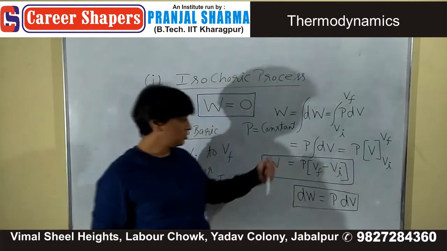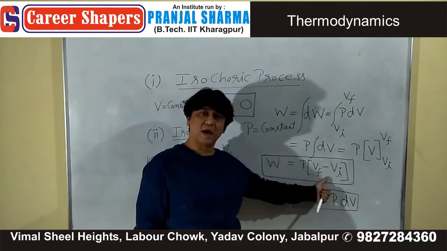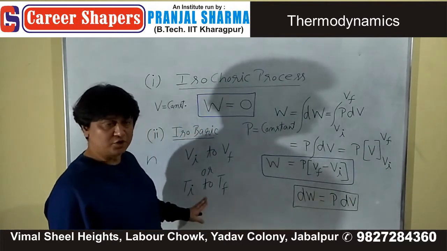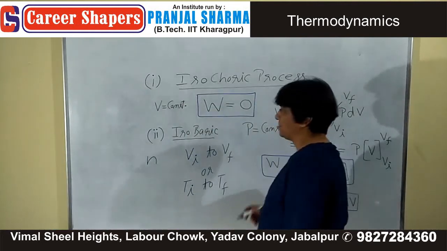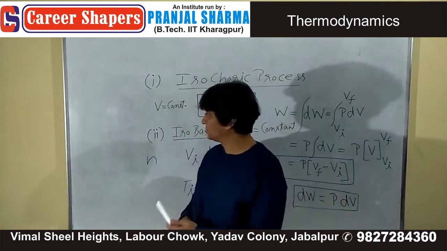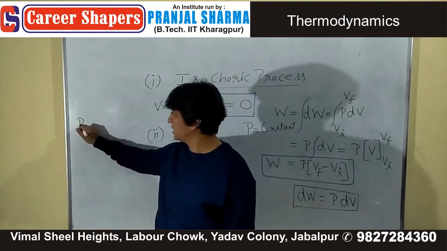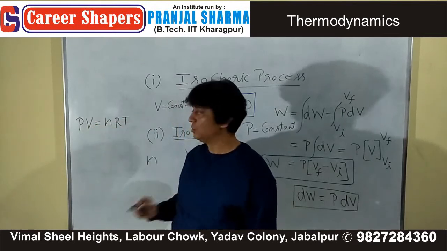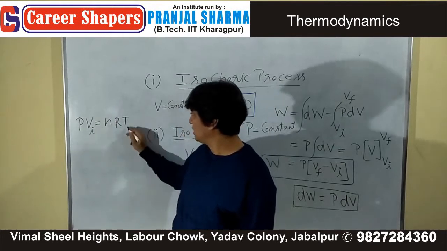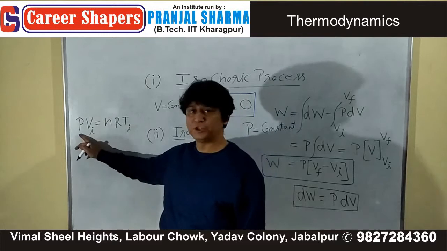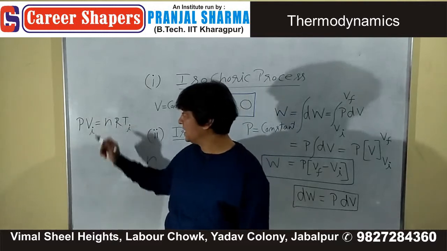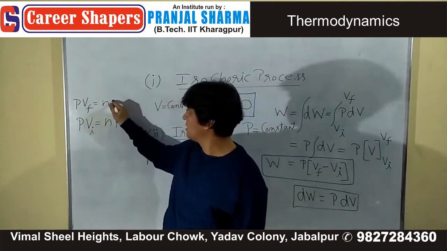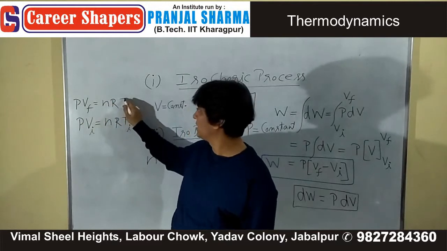Result. For isobaric, work is P times V final minus V initial in terms of volume. But we also need work in terms of temperature. So if I ask you what is work in terms of temperature, then you will use this. What is P into V? nRT. So when V is initial, T is initial. You cannot change P. Isobaric pressure is constant. Next, this is P, V final, which is nR, and this was your T initial, make it T final now.